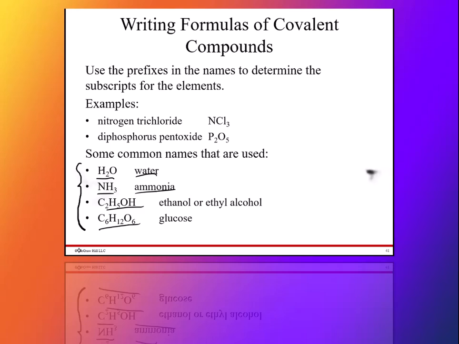But we don't generally say hexacarbon undeca hydrogen hexaoxygen. So we don't use those words. We don't say dihydrogen pentahydrogen oxide. We don't do that. So these have common names, and you do need to know these common names. Another one that you need to know is definitely methane. It comes up a lot, CH4.